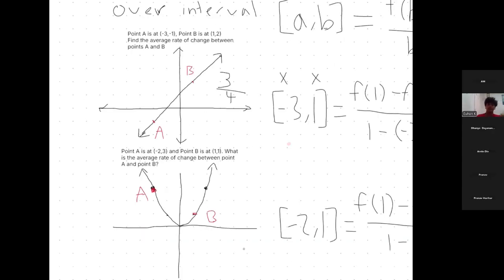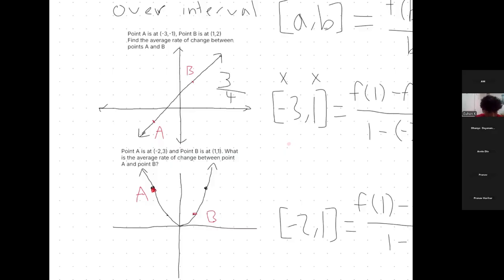Now, let's look at this. So before we were working with just a normal slope. Now we're working with a quadratic. Not the default quadratic, but a similar one. And then, okay, let's look over here. Point A is at negative 2 comma 3, and point B is at 1 comma 1. What is the average rate of change between point A and point B?